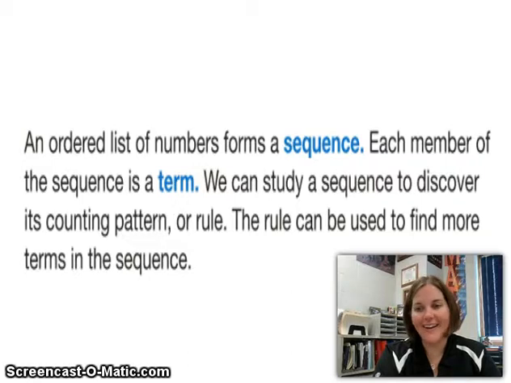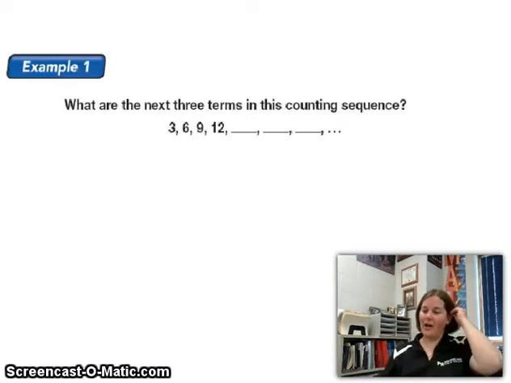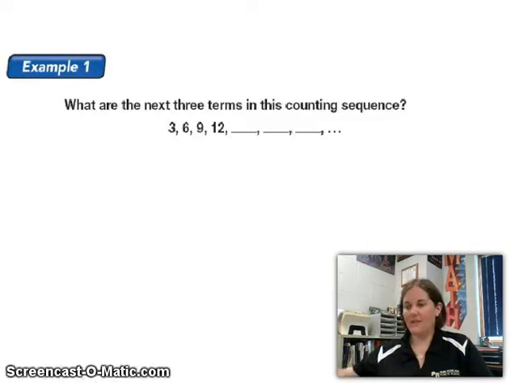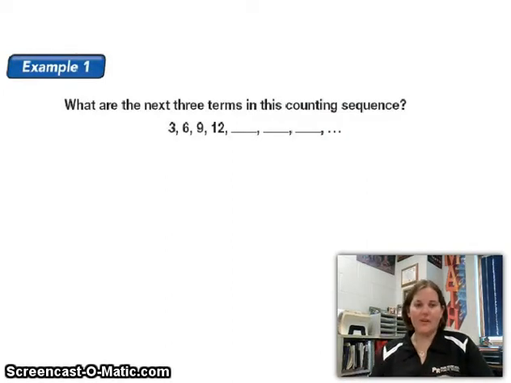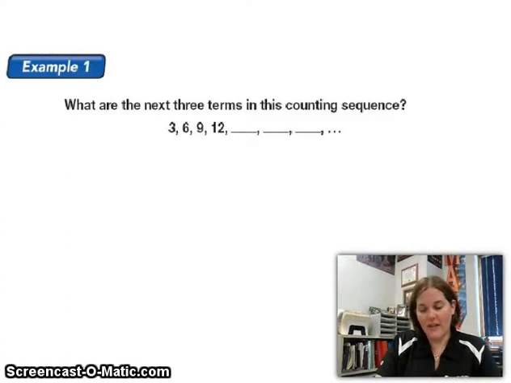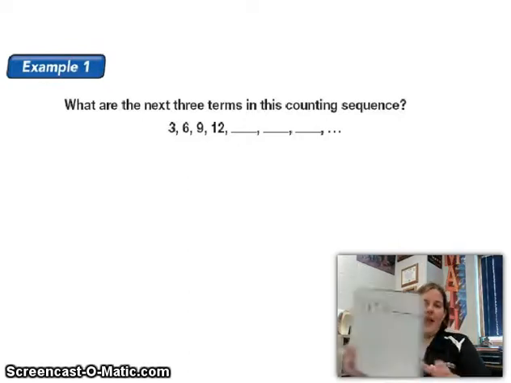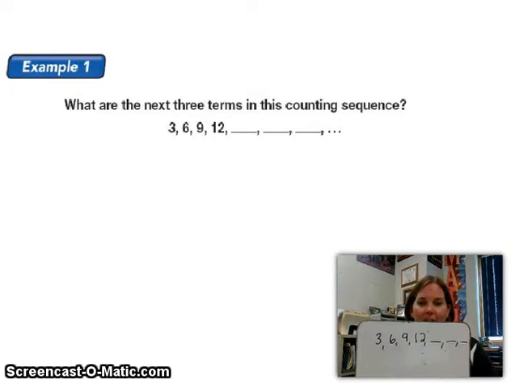So let's go ahead and take a look at example 1. If you have your book out, you can take a look at that because this is just directly from that. So they give us the first 3 terms of a sequence, and they give us the numbers 3, 6, 9, and 12. And they ask us to find the next 3 terms in the sequence.